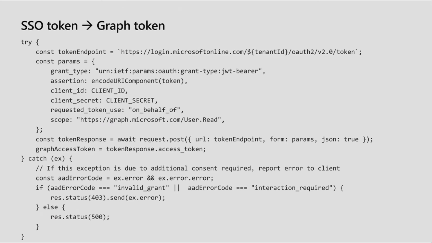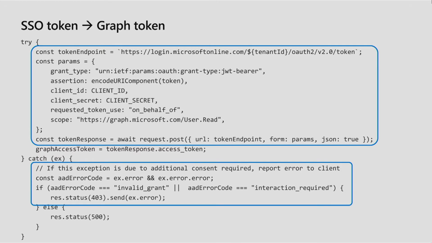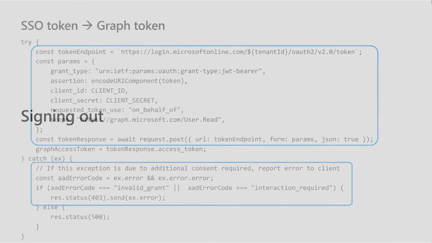So here we see the exchange. This is the on-behalf-of flow. And since this can fail, I added a handler to the catch block that looks for the errors that I mentioned earlier, invalid grant and interaction required. And when it sees that, it returns a 403 forbidden status code back to the tab. The tab will then show the button to ask for more consent.